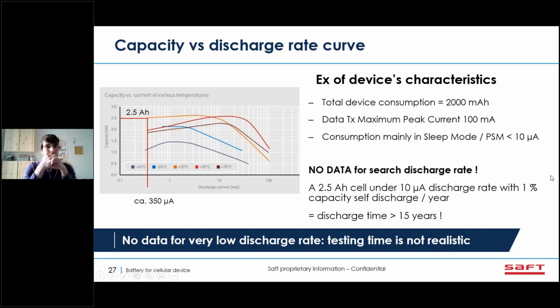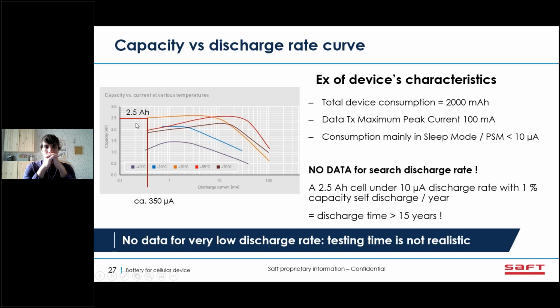If I take an example quite quickly, my device will consume 2 ampere-hour with a maximum data transmission peak current up to 100 milliamp and a consumption in sleep mode or PSM mode lower than 10 microamp. At 100 milliamp, I can find data, but not for all temperatures in terms of available energy. But if I go to extremely low current, there is no information in the datasheets.